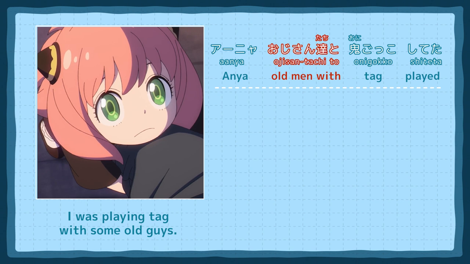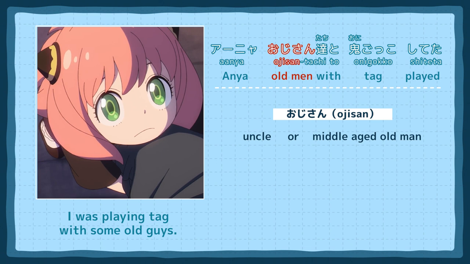Anya, ojisan tachi to onigokko shite ta. Ojisan tachi to. This to means with in this case. Ojisan, this has two meanings. One is uncle, and the other one is middle-aged old man. In this case, unknown middle-aged man.